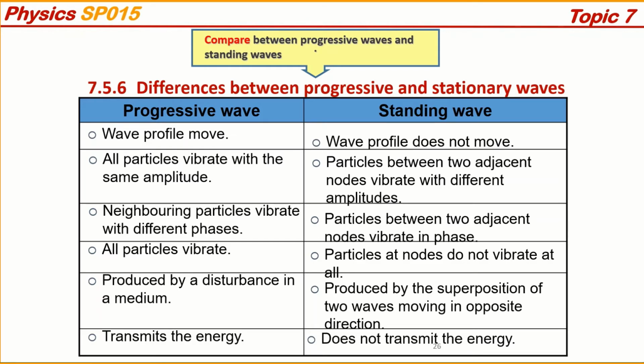In a progressive wave, neighboring particles vibrate with different phase. All particles vibrate, produced by a disturbance in a medium, and transmit the energy. But in a standing wave, particles between two adjacent nodes vibrate in phase. Particles at nodes do not vibrate at all, and it is produced by the superposition of two waves moving in the opposite direction and does not transmit the energy.